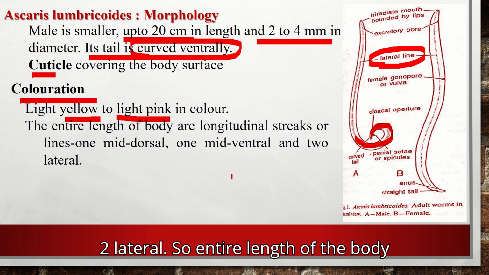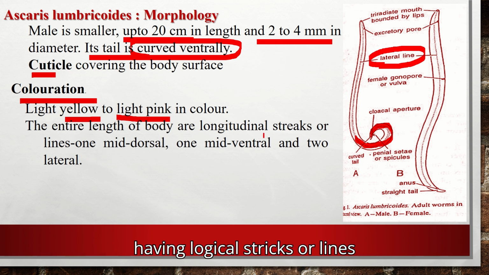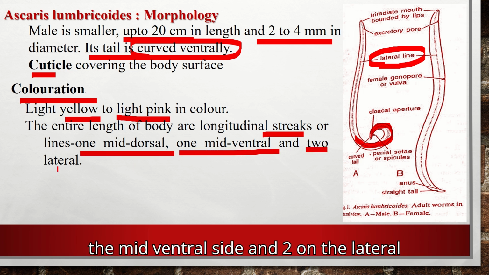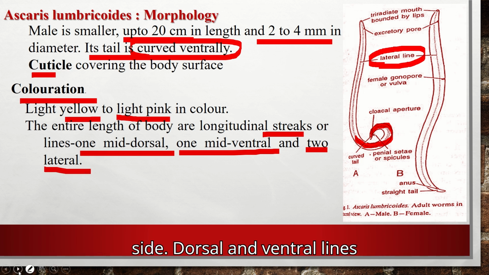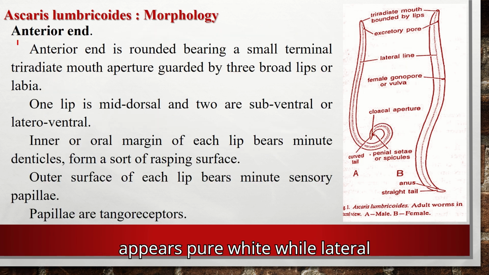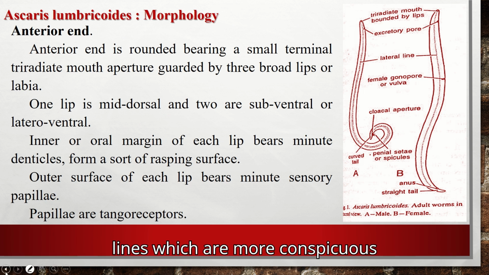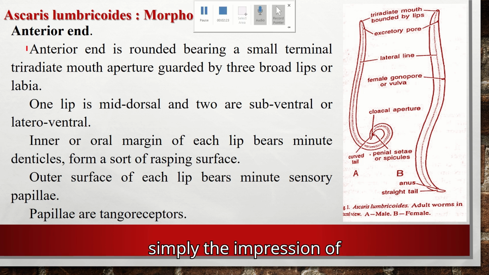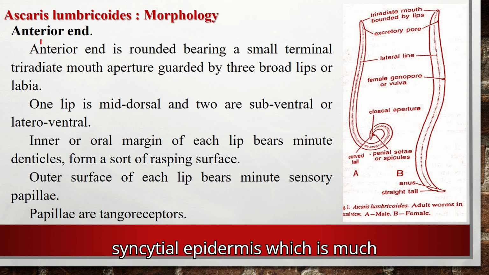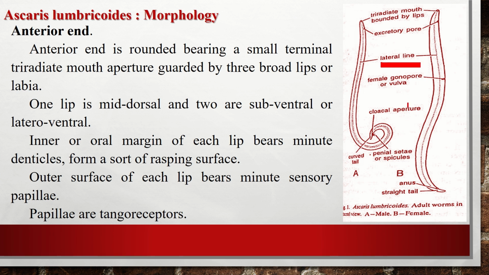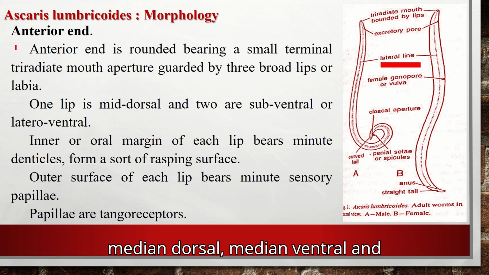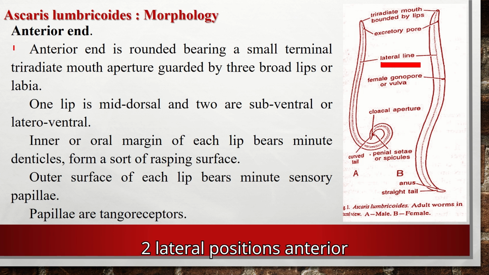So the entire length of the body has longitudinal lines: one on the mid-dorsal side, one on the mid-ventral side and two on the lateral sides. Dorsal and ventral lines appear pure white, while the lateral lines, which are more conspicuous, appear brown. These lines are simply the impression of the syncytial epidermis, which is much thickened all along the length at the median dorsal, median ventral and two lateral positions.